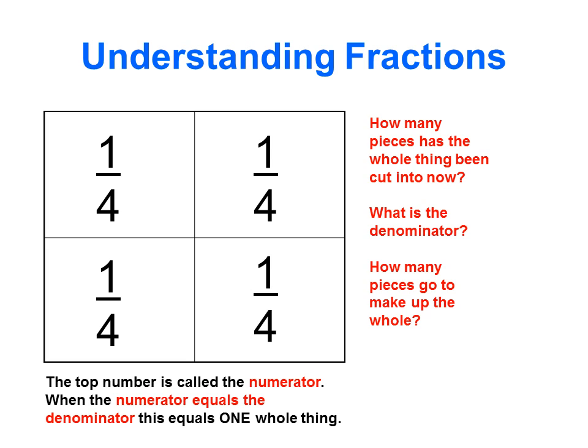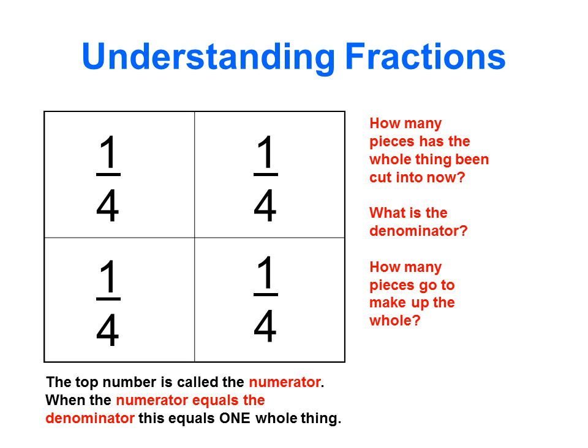So if we look at it, how many pieces has this whole thing been cut into? It has been cut into 4 pieces. What is the denominator, or the bottom number? The denominator is 4. How many pieces go to make up the whole one box? You need 4 of these pieces together to make one whole box.